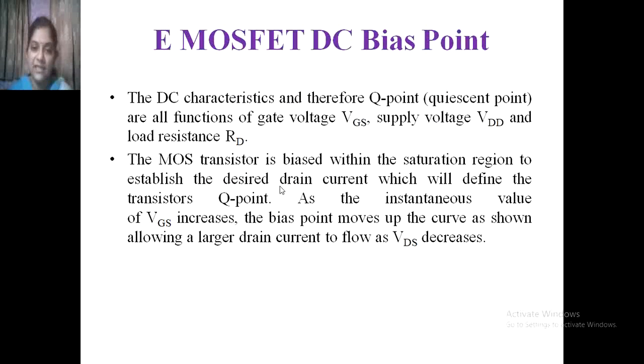So the DC characteristics and therefore the Q point are all functions of gate voltage VGS, supply voltage VDD, and load resistance RD. The MOS transistor is biased within the saturation region to establish the desired drain current, which will define the transistor's Q point. As the instantaneous value of VGS increases, the bias point moves up the curve as shown, allowing a larger drain current to flow as VDS decreases.